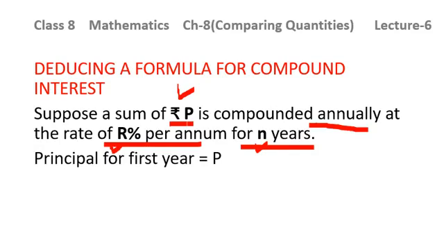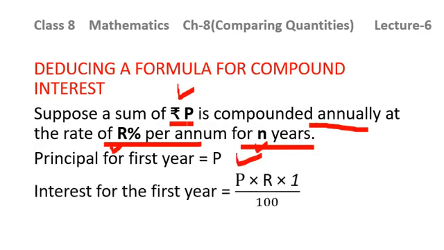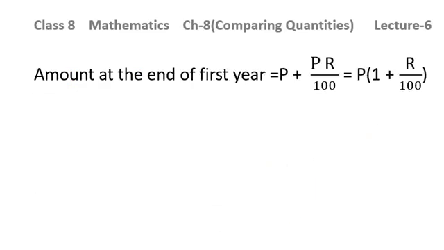So the principal for the first year is P. Interest for the first year will be P into R into T, and because I am calculating it for 1 year, time will be 1, so P into R into 1 over 100. So it will be PR over 100. This is the interest for the first year. Now the amount, we need to add the interest to the principal. The principal was P, the interest is PR over 100. Taking P common from this complete expression, what will be left inside the bracket? It will be 1 plus R over 100.